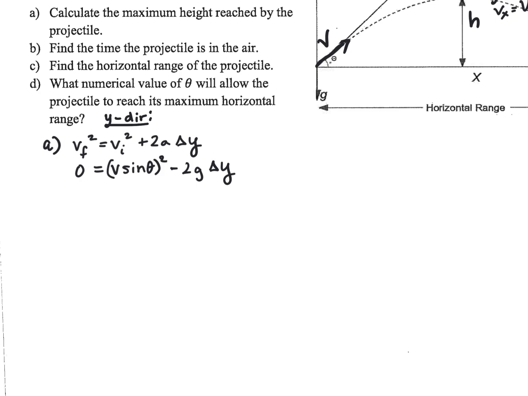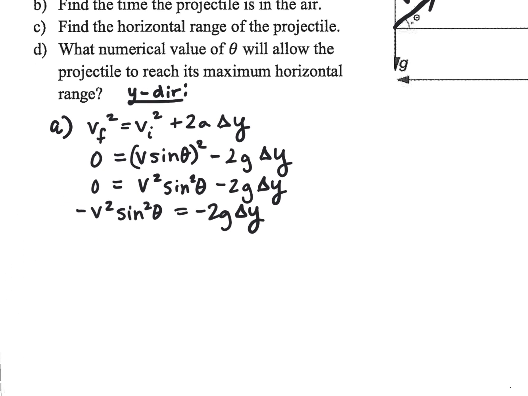The answer to that is, so 0 equals v squared sine squared theta minus 2g delta y. Going to take this over, we get negative v squared sine squared. I'm going to chalk it up to you guys being very tired today. And then what are we going to do here? Divide by negative 2g. So delta y is going to go positive v squared sine squared theta over 2g. So there's part A. That would be the maximum height it will get to.